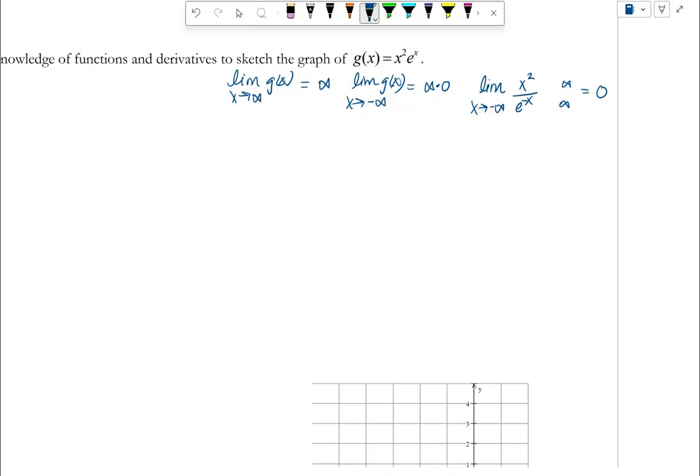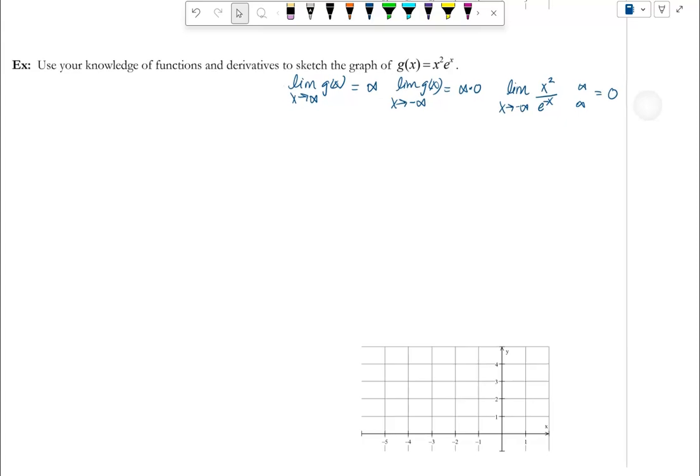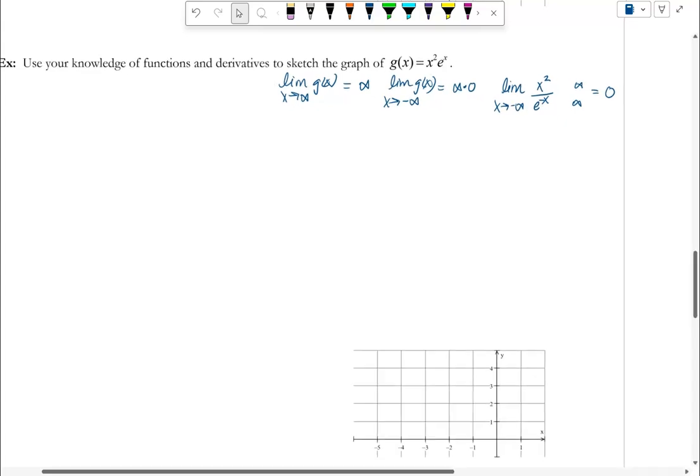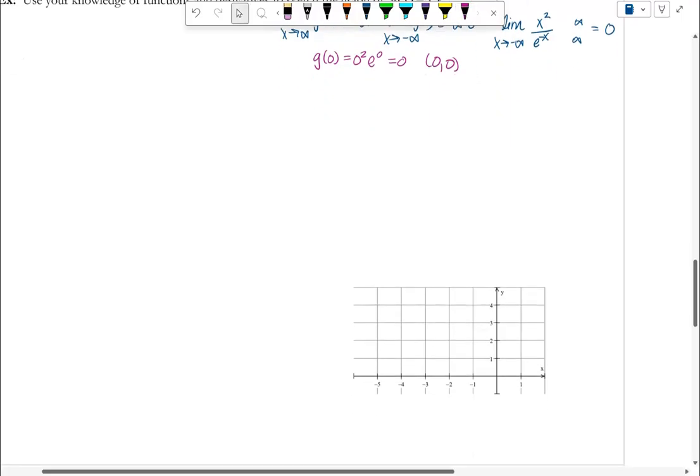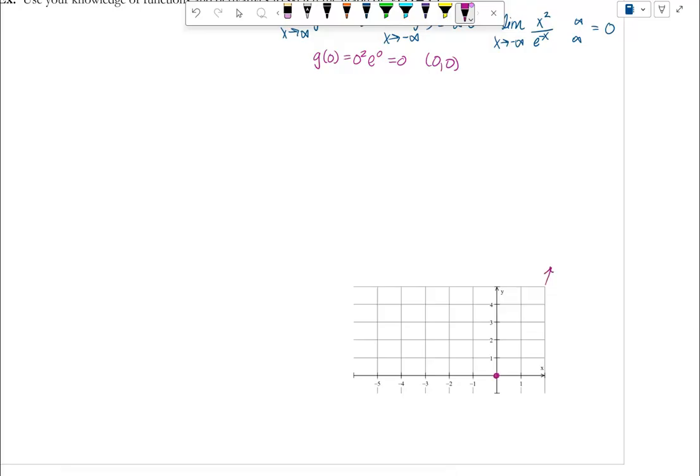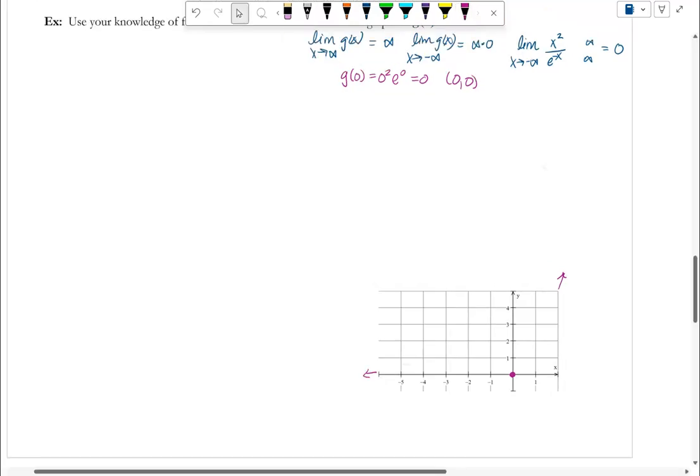Okay, so if we go back now, actually, let's find our y-intercept real fast. I was going to go to the derivative, but the y-intercept is something else that's easy to do. My y-intercept always occurs when x equals 0, so 0 squared times 1 is 0. So we know that is a point on our graph, and I'm going to put (0, 0) on the graph. I'm going to remind myself over here that my function's blowing up, and over here that I'm approaching 0 on the left.